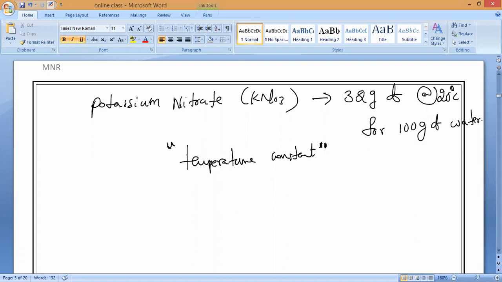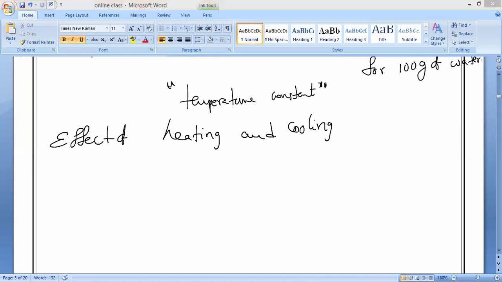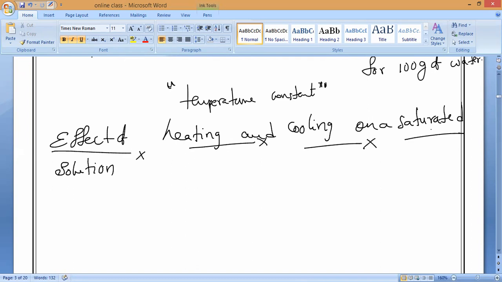Please, all of you, the next concept we are going to discuss is the effect of heating and cooling on a saturated solution. Either heating or cooling on a saturated solution. Saturated means already maximum solute or minimum solute? Maximum solute.